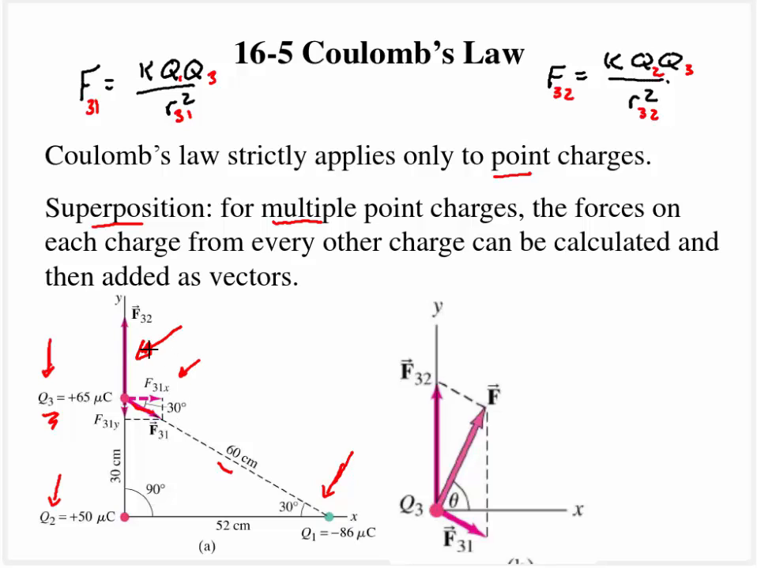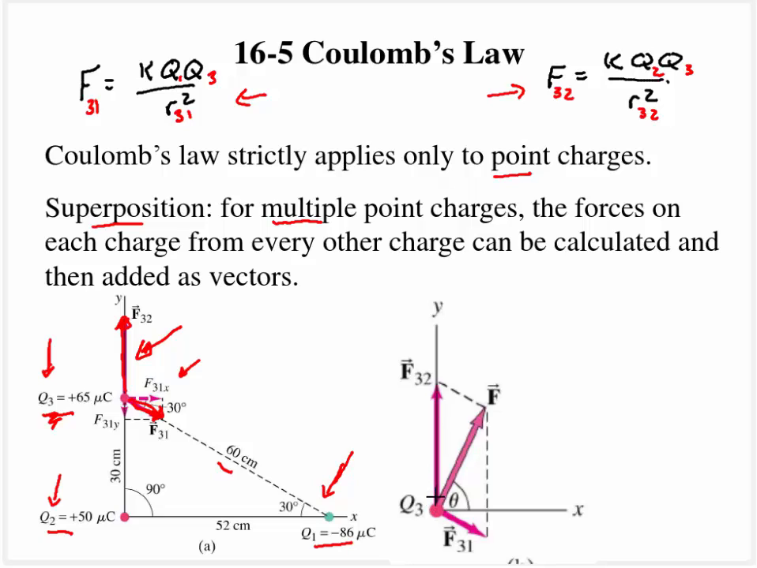We know that Q2 is positive and Q3 is positive, so that force is going to be along the y-axis here. We know that Q1 is negative and Q3 is positive, so it's going to be a force of attraction. So we use what we know about positives and negatives to figure out the direction of the forces, and we use Coulomb's law to figure out the magnitudes.